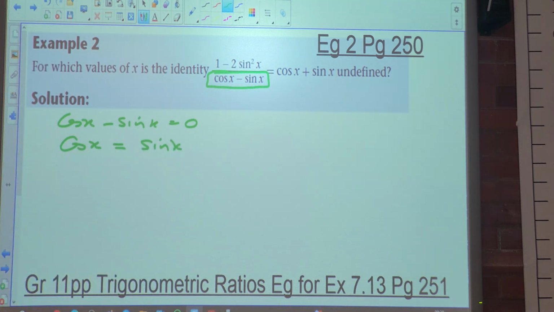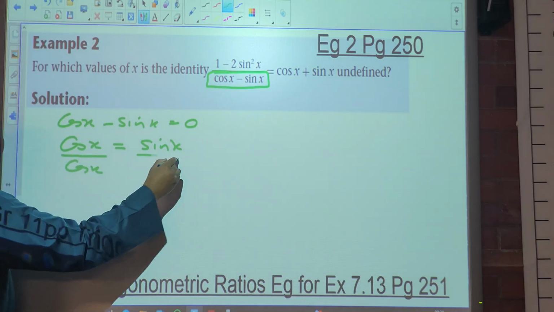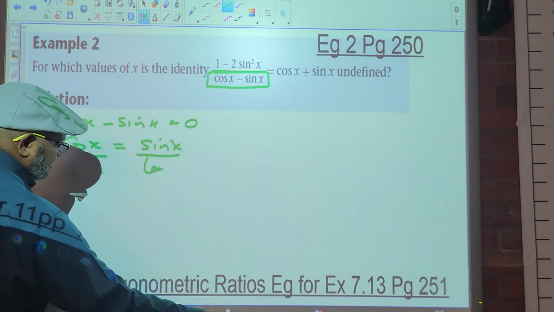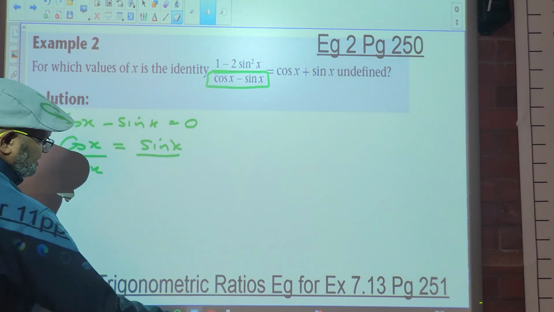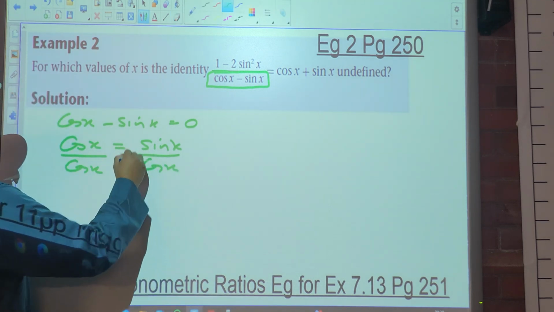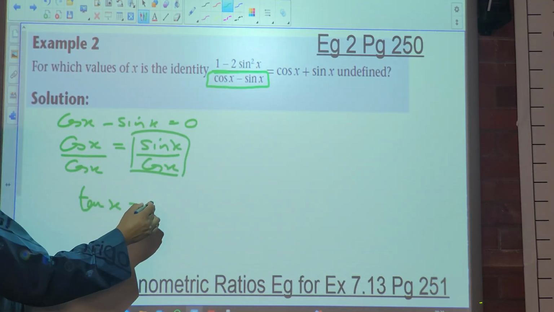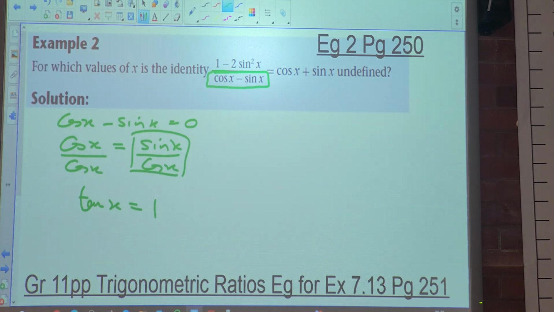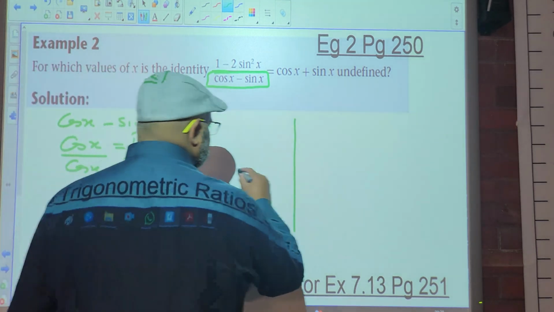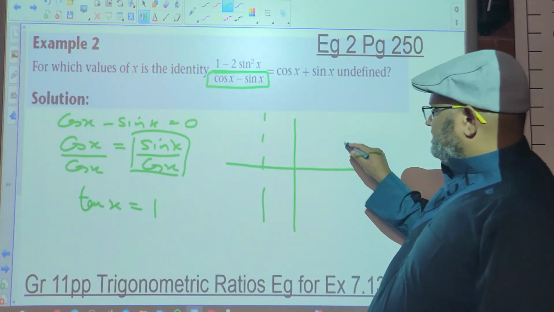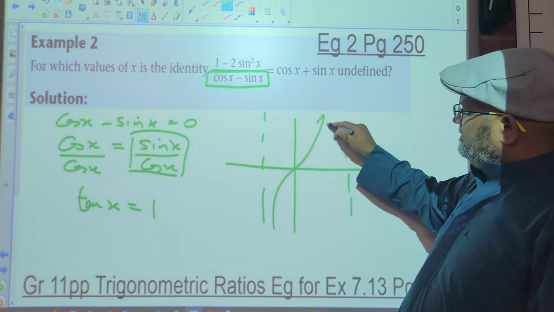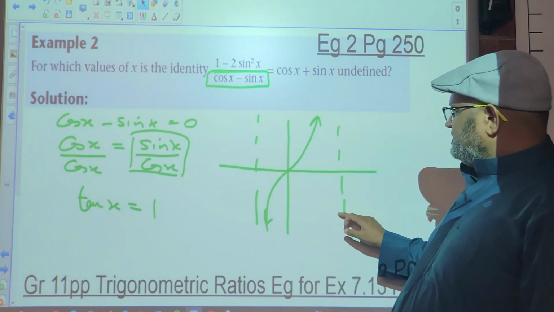Are the angles the same? So I can divide both sides by cos. Why by cos? To get tan x. So that's going to give me tan x. What's cos x over cos x? So if I take that to the graph, the tan graph, and then we'll be a bit closer.